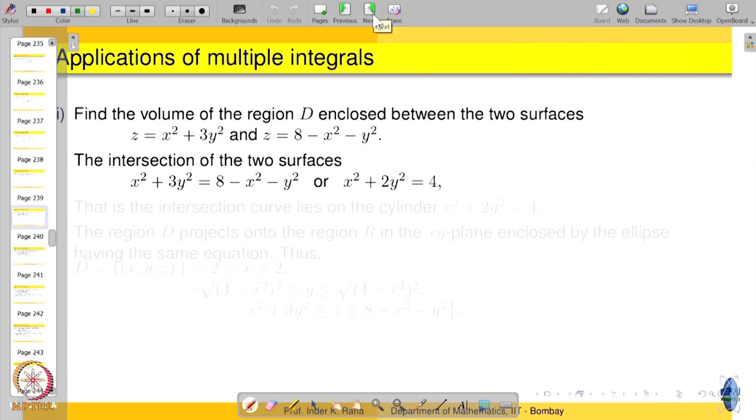Find the volume of the region D enclosed between two surfaces: z is equal to x square plus 3y square, and z is equal to 8 minus x square minus y square. So it is like one surface, another surface at the bottom, and the region enclosed, right? So how do you find out the projection onto the xy plane? It is the intersection of two surfaces. So there will be an intersecting curve. Right, that will give you the projection onto the xy plane.